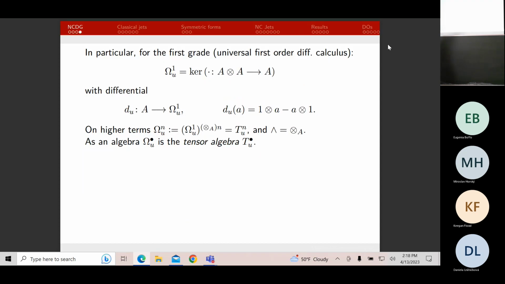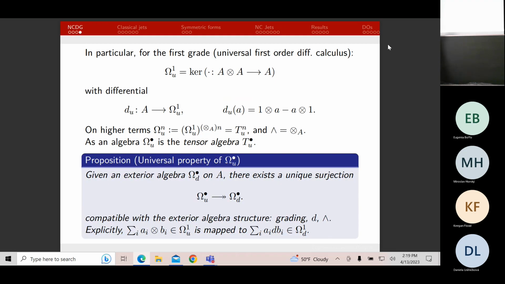How does it work? So the grade 0 is fixed, as we said. The grade 0 is just A. The grade 1 will be the kernel of the linearized multiplication from A tensor A to A. And the differential will be defined so that the differential of a will be 1 tensor a minus a tensor 1. And we can see that this clearly belongs to the kernel of the multiplication. For higher terms, we just complete it to the tensor algebra, so the wedge operation just becomes the tensor. And the differential, thanks to the three properties I mentioned before, can be uniquely extended to the whole exterior algebra from the zero grade.